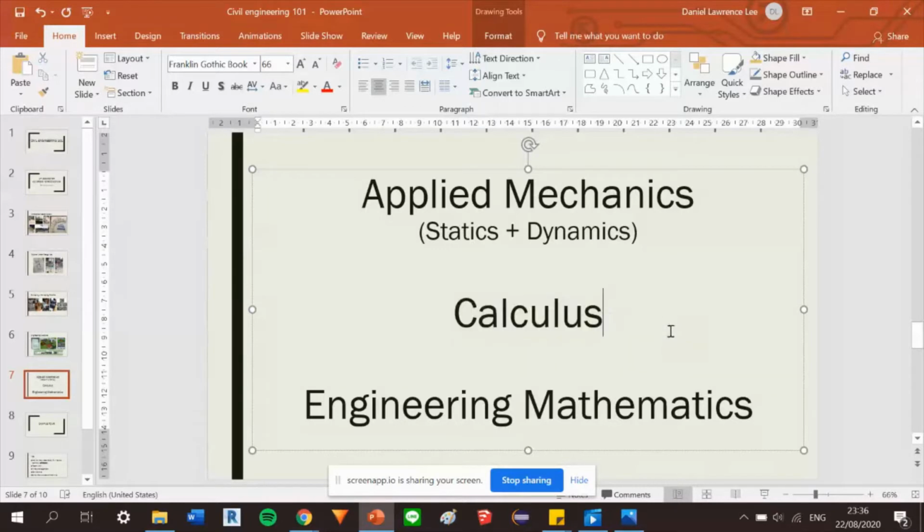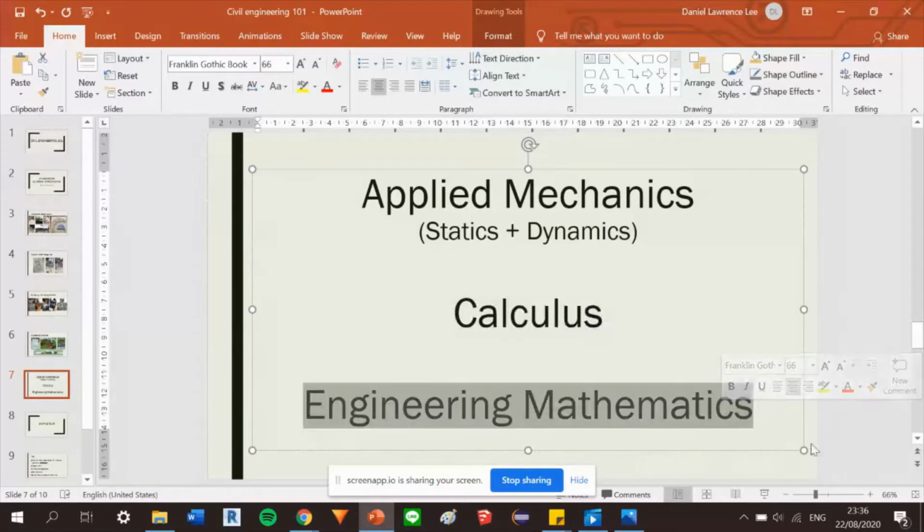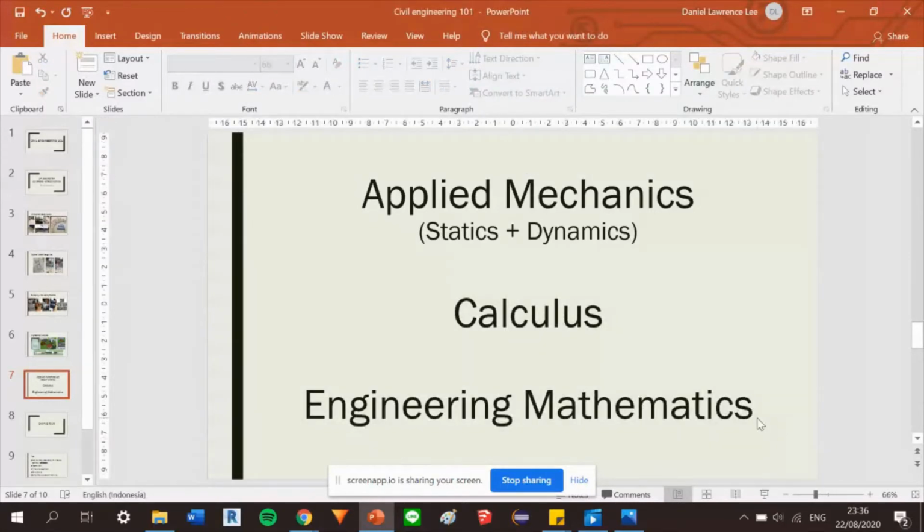Well, you had calculus in high school, but it's more advanced here because it's going to be very important for you, like limits, derivatives, integration. This is the basic stuff, but very crucial. And then the next one is Engineering Mathematics, where you will deal with matrices and differential equations. Well, there's no point in me explaining it right now, but yeah, you're going to face it later on.